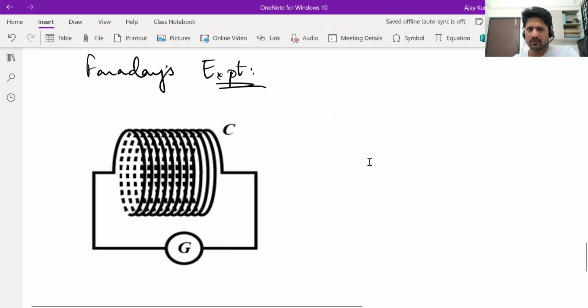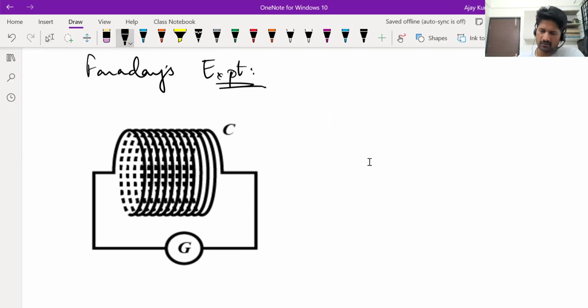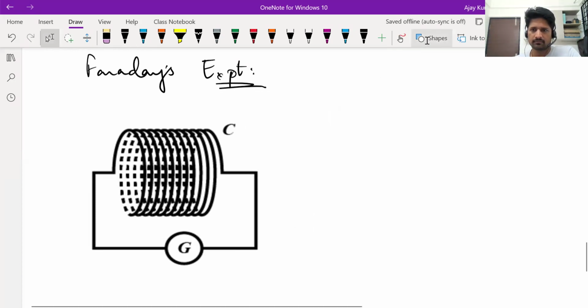Right. So consider a coil like this. It could have any number of turns. A conducting coil simply connected to a galvanometer. There is no source of EMF, no cell or anything connected. Then tell me, will there be current in this coil? If you simply connect a wire to a galvanometer, will it show any deflection? No. Okay. So that is what was observed.